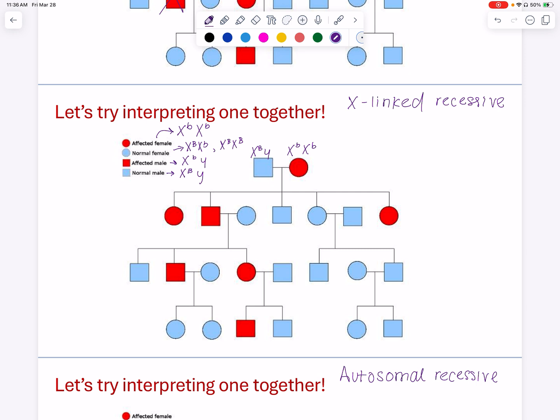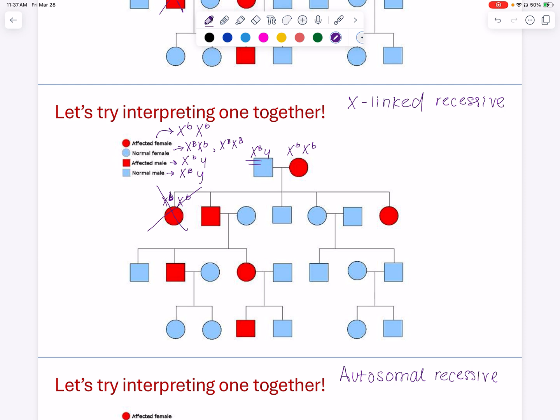If we go through, first up we see an affected female, and that doesn't make sense because we know that dad has an X big B to give that daughter, and the mom has an X little b to give. But if this is recessive, the genotype of this daughter would have to be little b, little b. So actually, right out of the gate, we know that this trait cannot possibly be X-linked recessive.